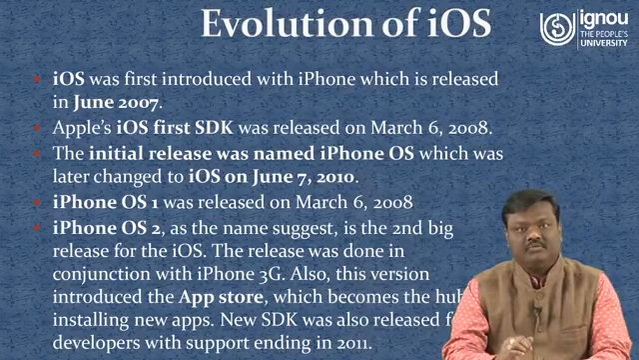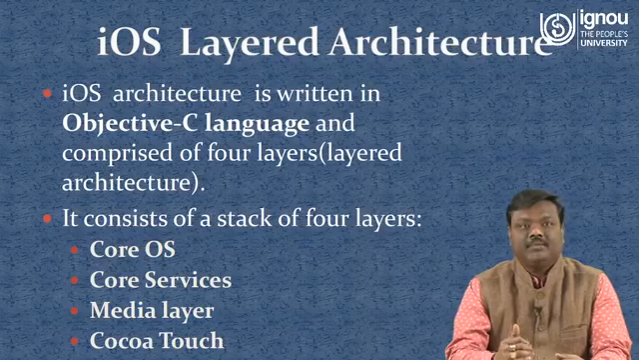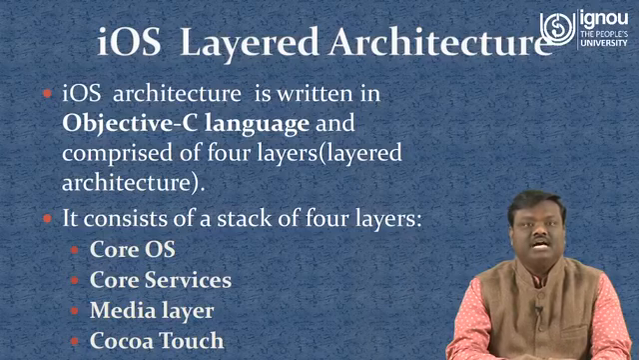So as we discussed during Android, we discussed the layered architecture of Android. In a similar fashion, iOS also has a layered architecture. So right from the lowest layer, it follows a 4-layer approach. iOS architecture is written in the Objective-C language. I repeat, iOS architecture is written in the Objective-C language and comprised of 4 layers.